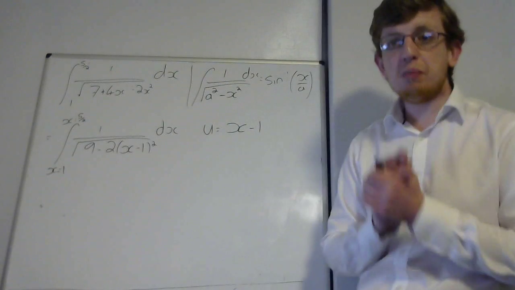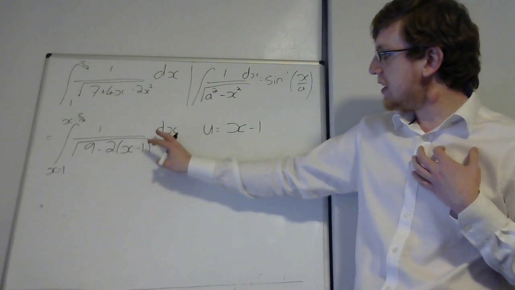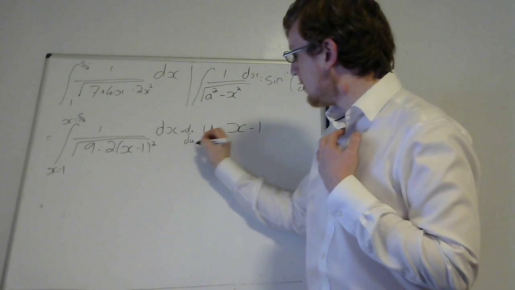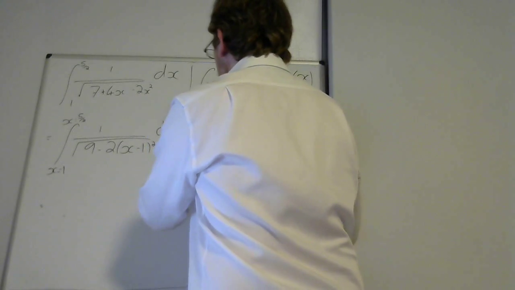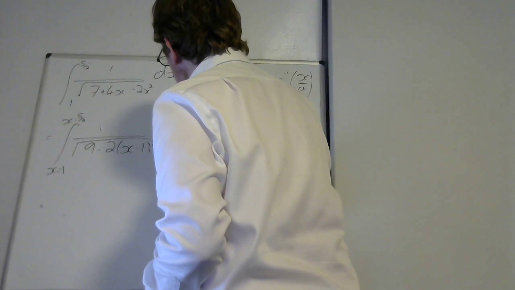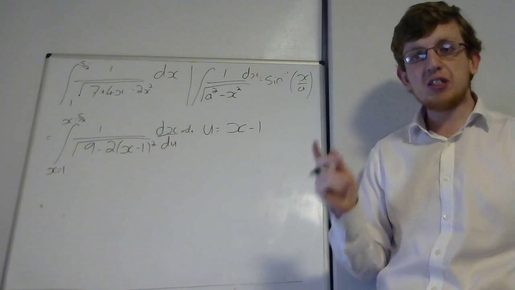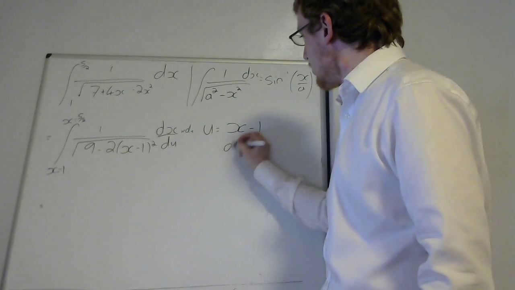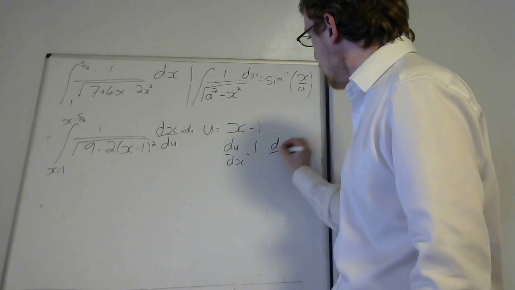And in fact, I'm going to make my substitution now. When we substitute, we multiply this dx by du on du. I can do that because du on du is just 1, multiplying by 1 doesn't change things. And then we shift the denominator along, so it becomes dx du multiplied by du. So I need to work out what dx du is. U is equal to x minus 1, so du dx is equal to 1, dx du is also equal to 1.